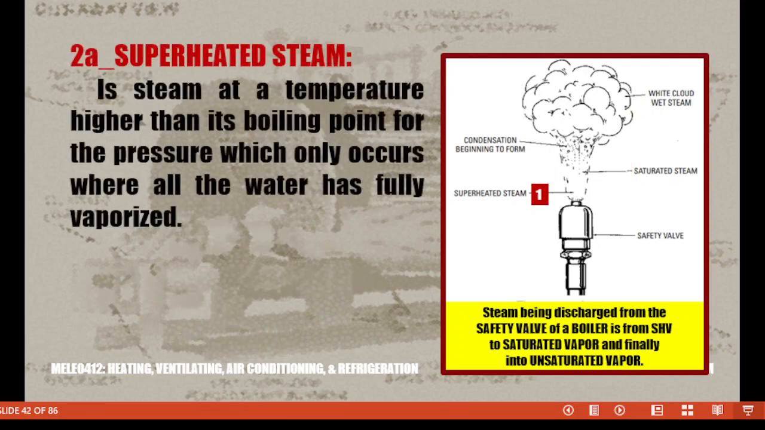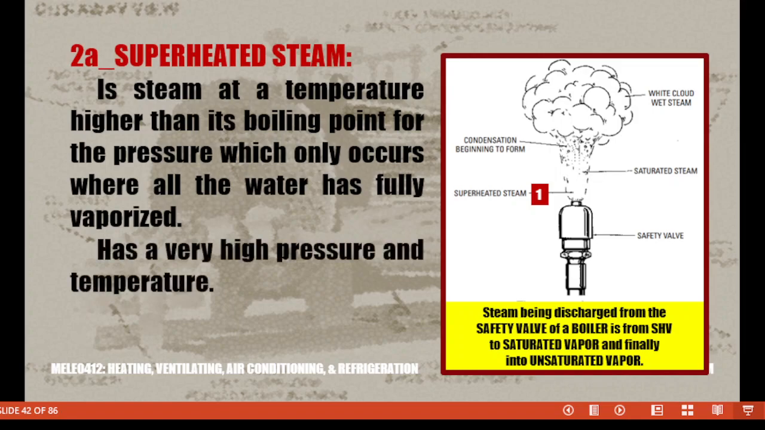So, superheated steam tayo is steam at a temperature higher than its boiling point for the pressure, which only occurs wherein all water has fully vaporized. So, steam has a better heating efficiency by the intensity or quantity of heat that is actually being transmitted, or its ability to move or transfer heat.